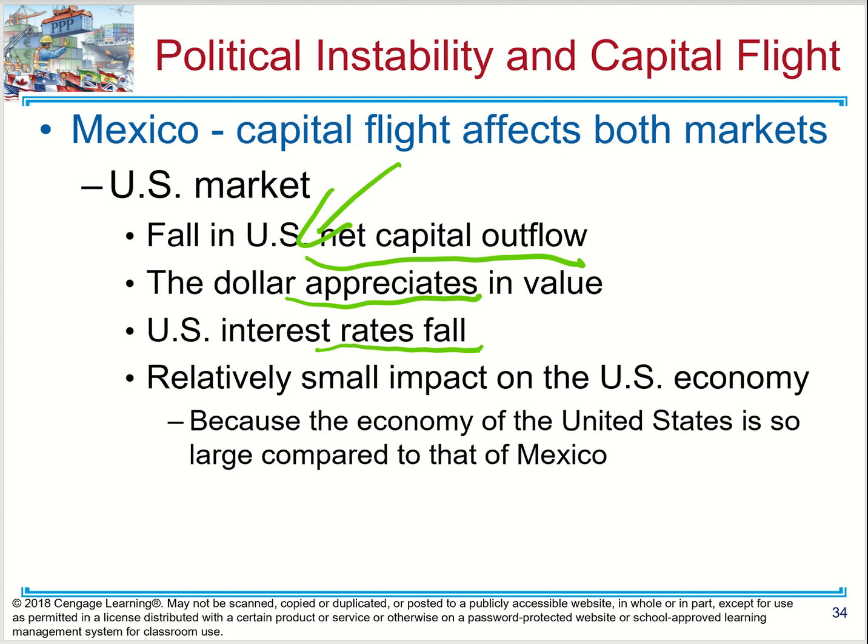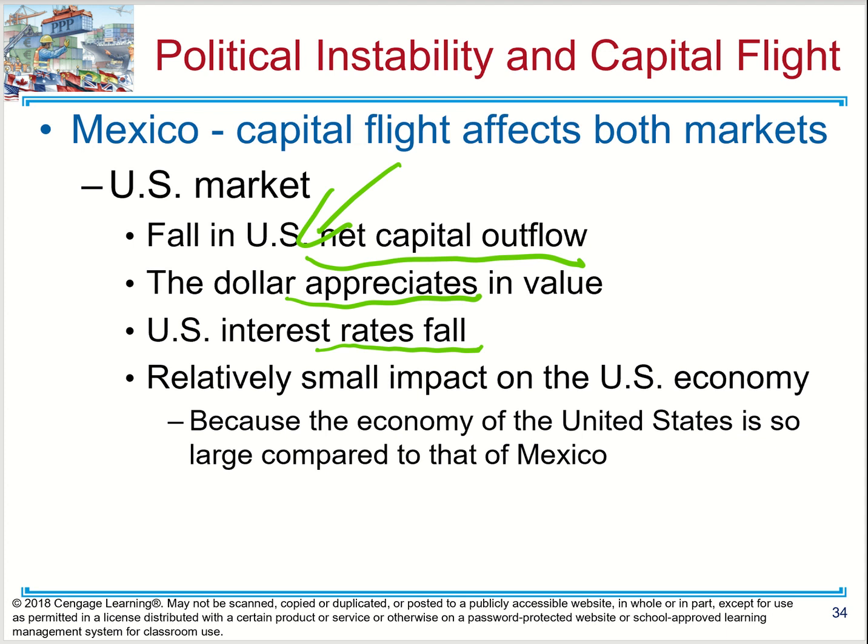But the impact on America, on the U.S. economy, is very small. Even though it was a huge change in Mexico, Mexico relative to America has a smaller economy. The U.S. is a bigger economy. So this change had very little impact on the U.S. economy.